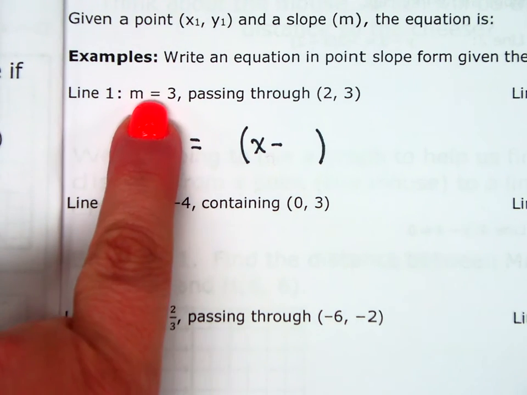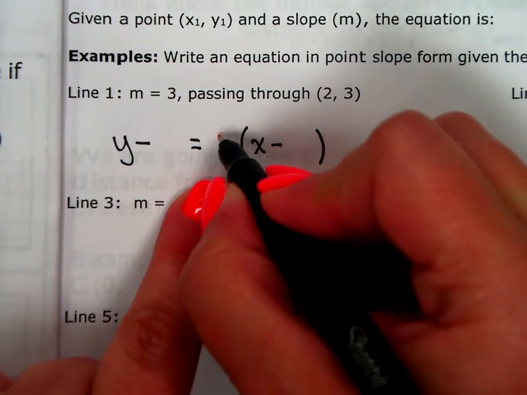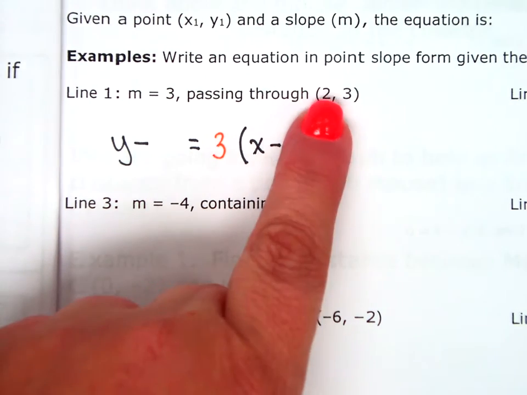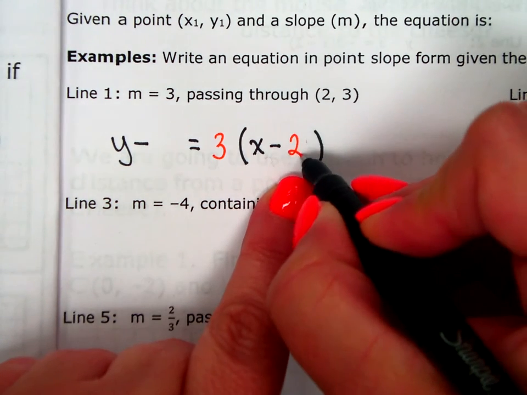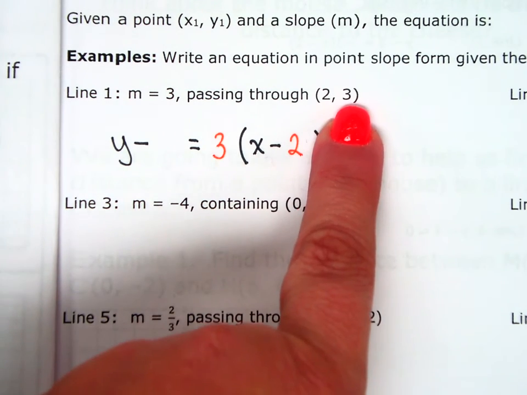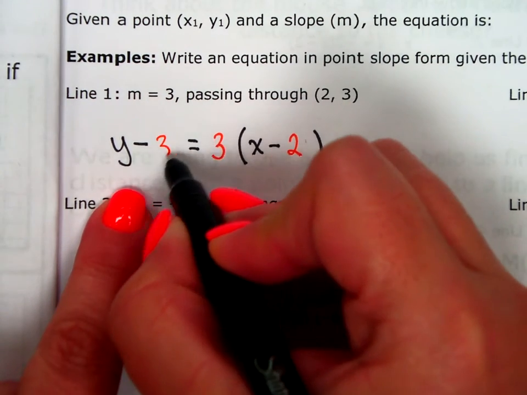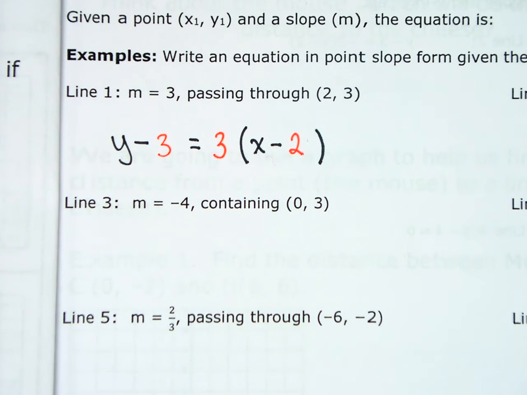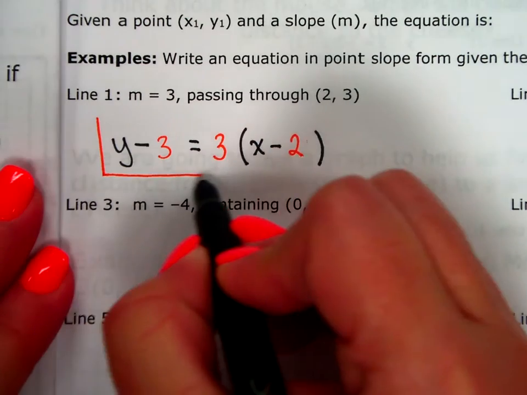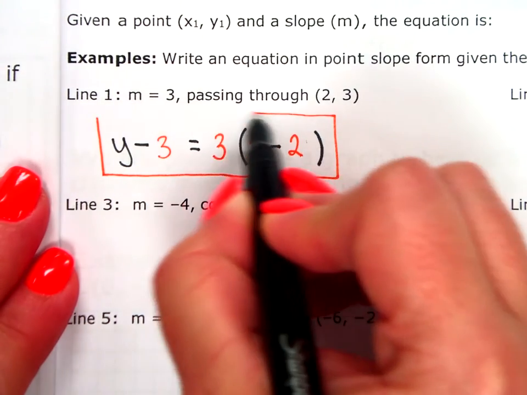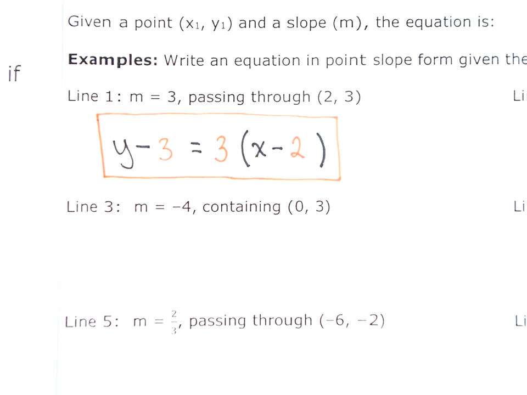My m is 3. That goes in front of the parentheses. My x is 2. That goes with the x. My y is 3. That goes with the y. We only simplify double negatives and zeros. Are there any double negatives here? Are there any zeros here? So guess what? We're done. That is the answer. You do not do any more solving of that.